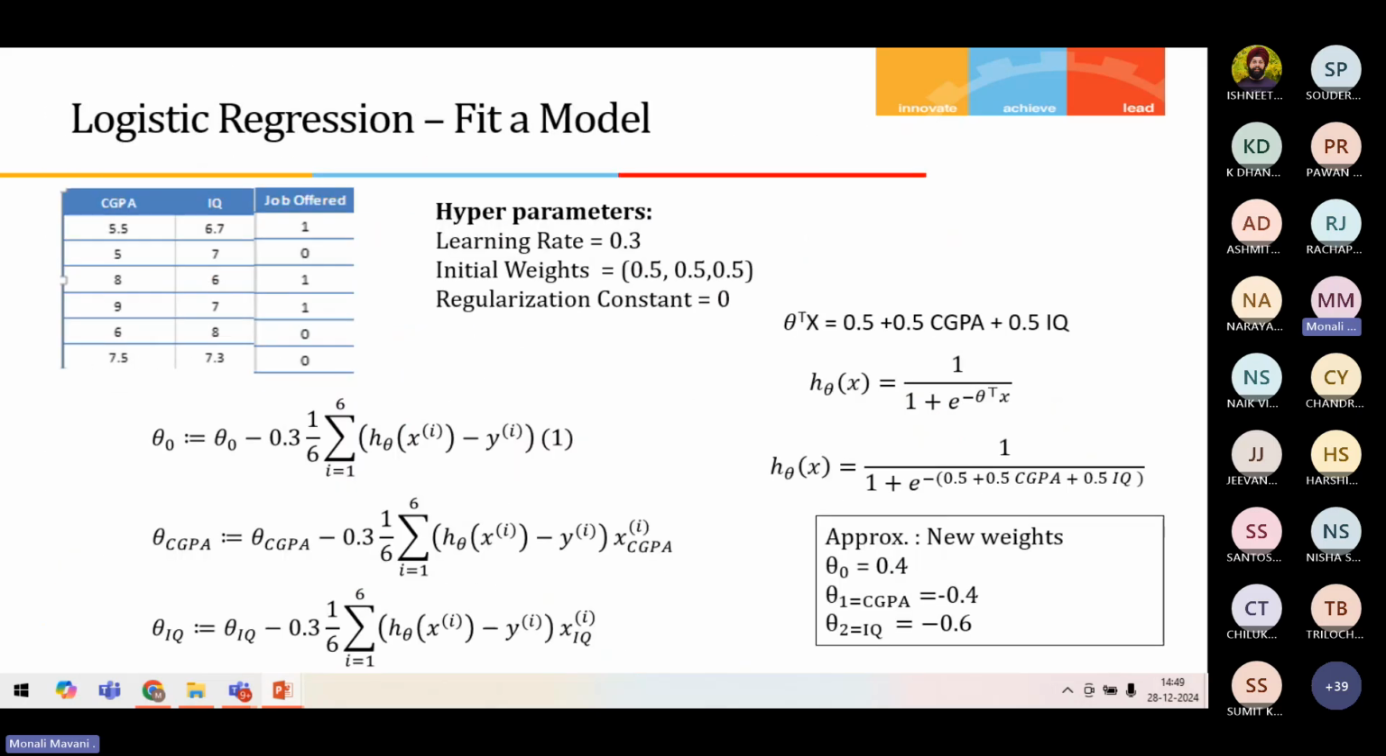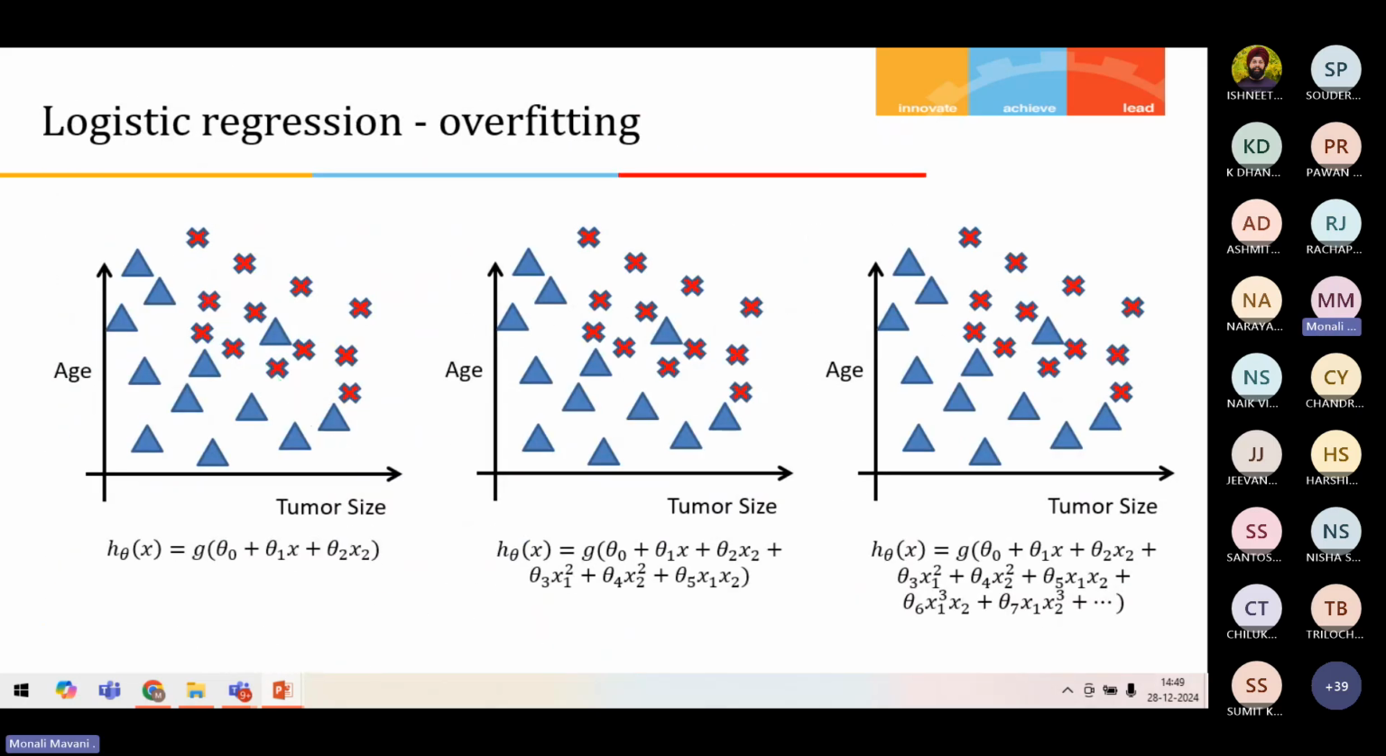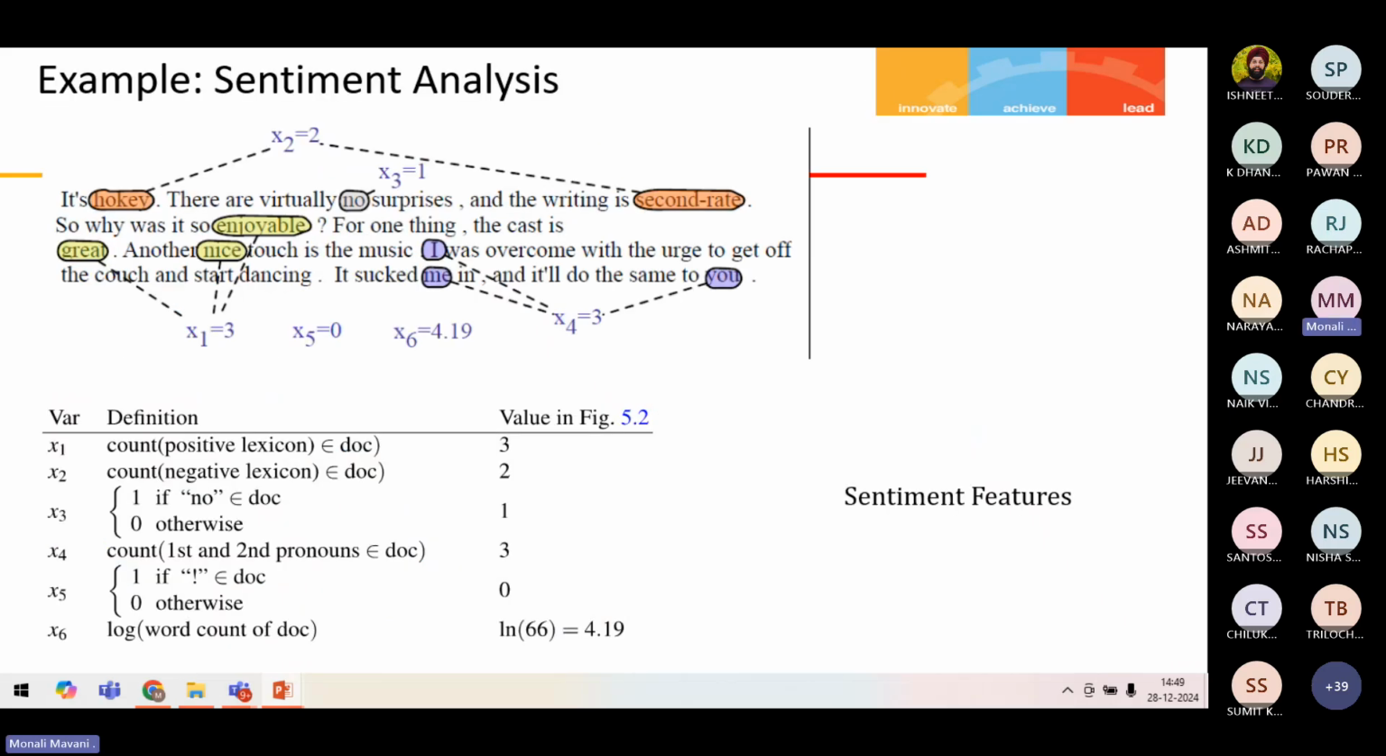Okay, now I've taken these two examples. This is sentiment analysis. There's a text, and we have to find out what the sentiment is. You can read: it's hokey, there are virtually no surprises, and the writing is second rate. So why was it so enjoyable? For one thing, the cast is great, and so on. Based on this, we want to find out whether it's a positive sentiment or a negative sentiment.